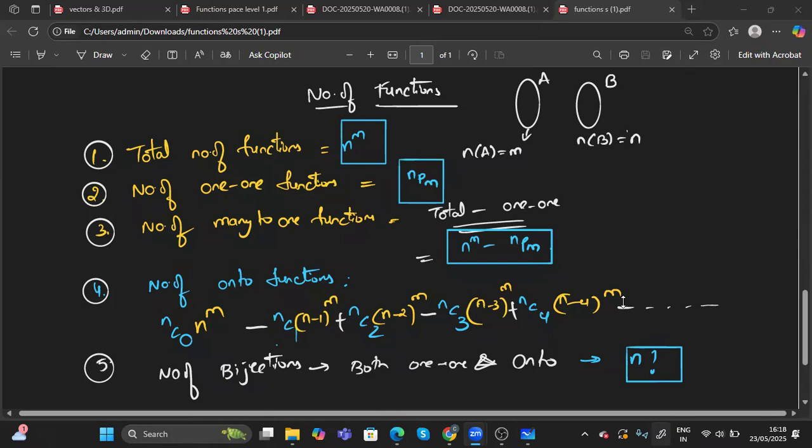Today we are going to discuss the chapter functions. Let me give you a quick recap of the formulae involved in that particular chapter, and we will be moving ahead with the problems involved in that, right?